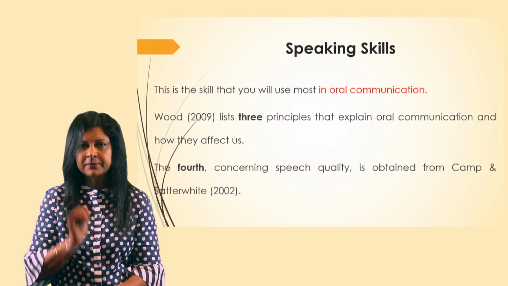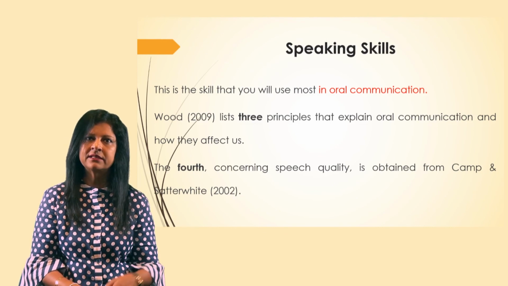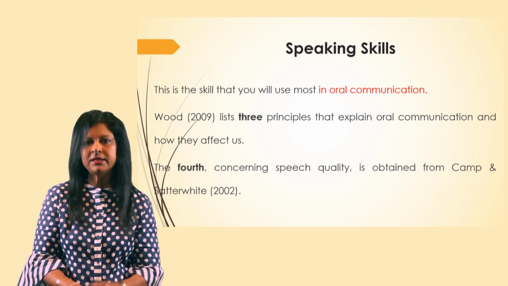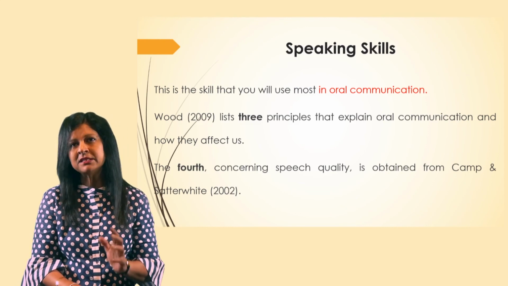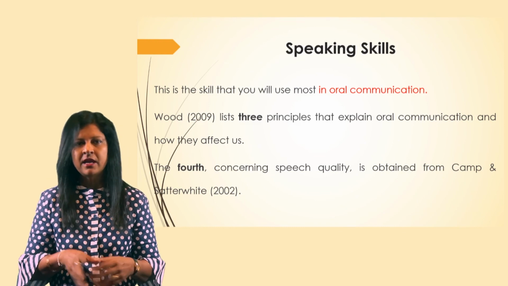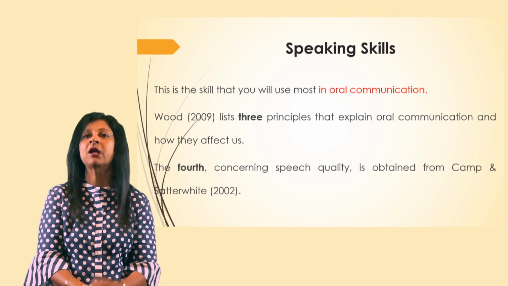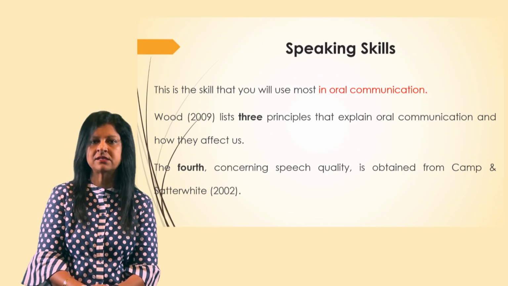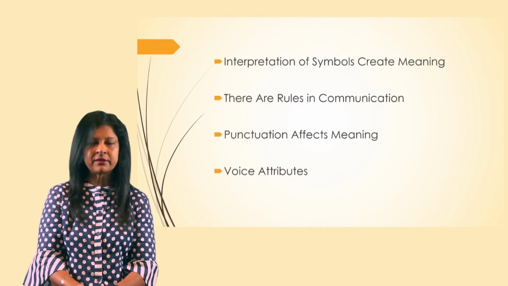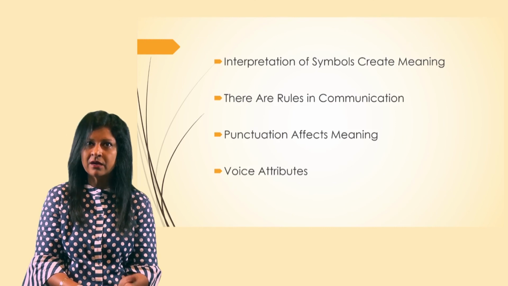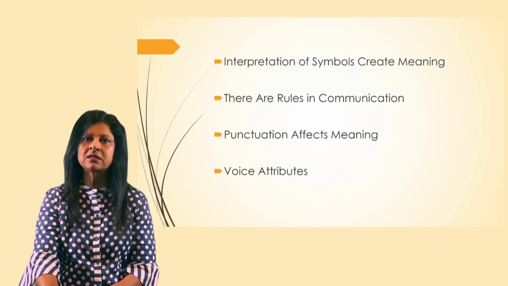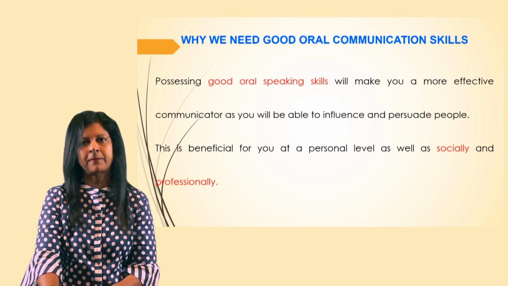And when it comes to speaking skills, you will use them most in oral communication. According to Wood in 2009, three principles explain oral communication and how they affect us. And the fourth one, concerning speech qualities, is obtained from Camp and Sutter in 2002. The interpretation of symbols creates meaning. Number 2, there are rules in communication. Punctuation affects meaning. And the last one is voice attributes.